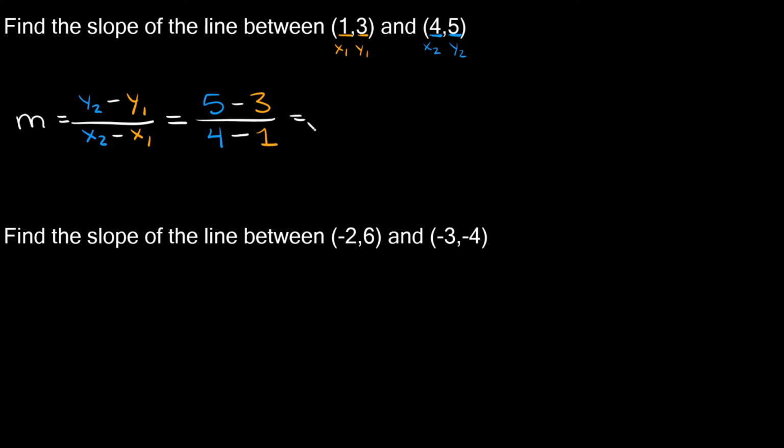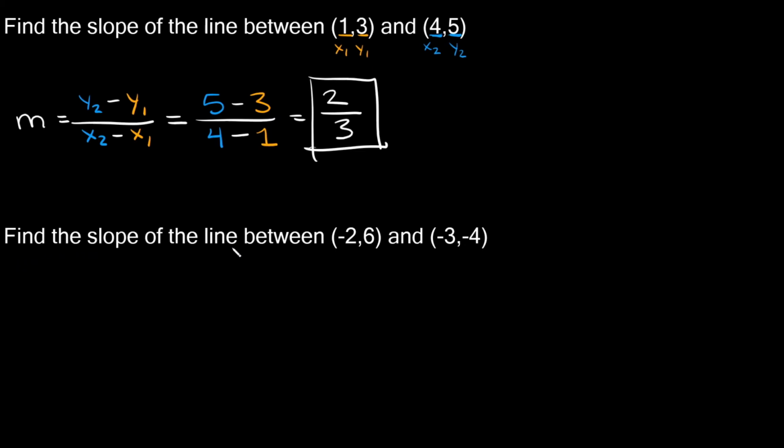Okay, so then let's simplify this one more time. 5 minus 3, that's equal to 2, and that's going to go over 4 minus 1, which is equal to 3. Okay, so 2 over 3, we can't simplify this anymore, so this would be our answer right here. So the slope between these 2 points right here is equal to 2 over 3, or in other words, 2/3. Okay, so now let's try one more example here with some negative numbers.